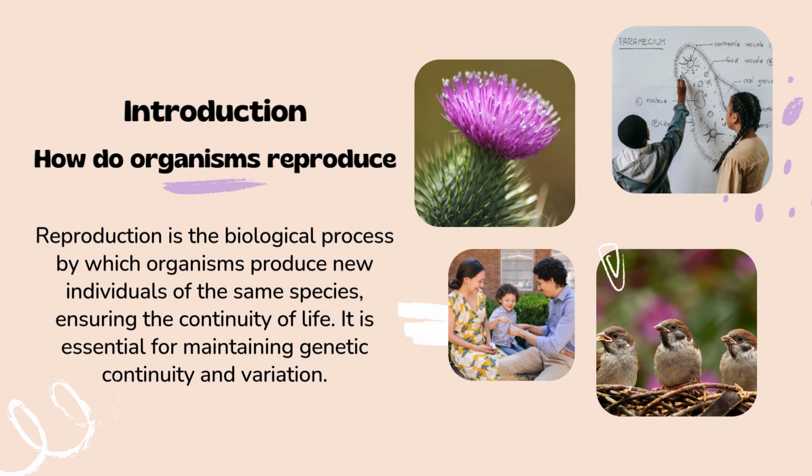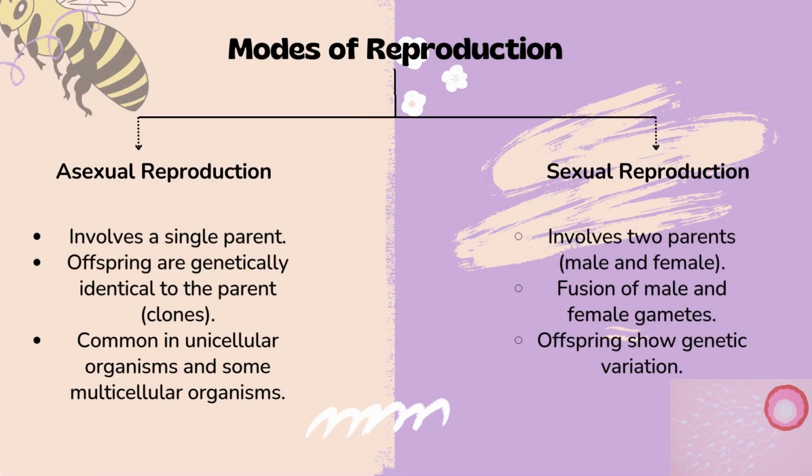Dear students, let's talk about what is reproduction. Reproduction is the biological process by which organisms produce new individuals of the same species, ensuring the continuity of life. It is essential for maintaining genetic continuity and variation. If we talk about modes of reproduction, reproduction is divided into two types: asexual reproduction and sexual reproduction.